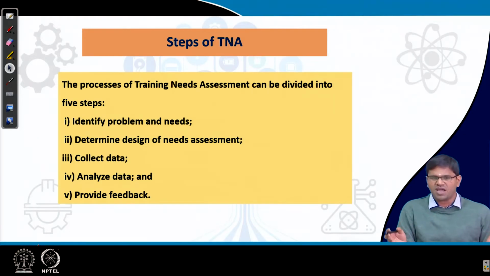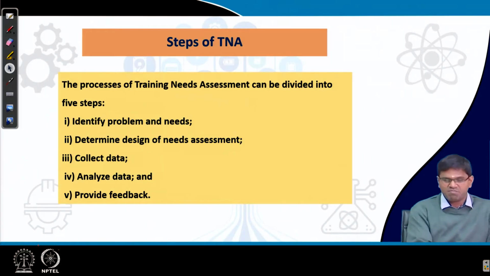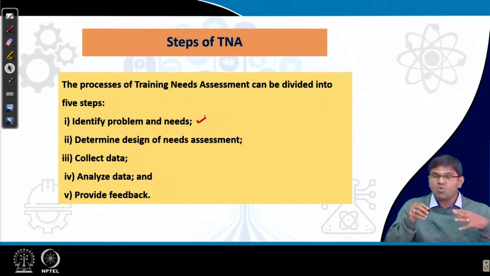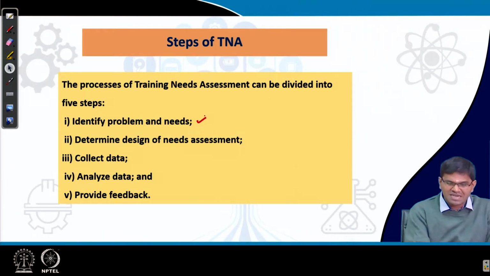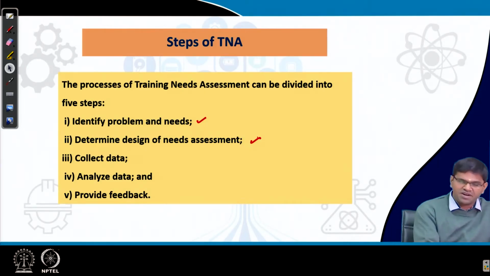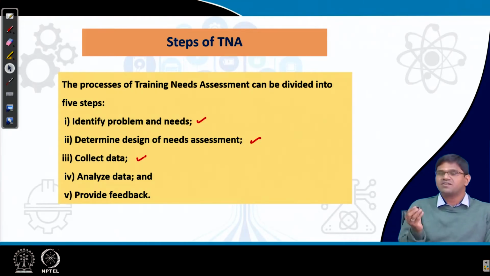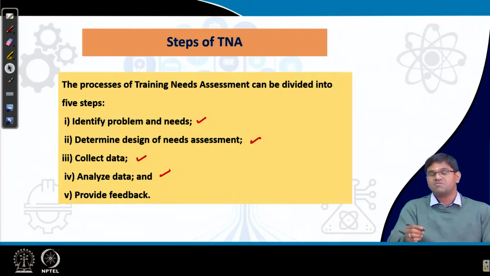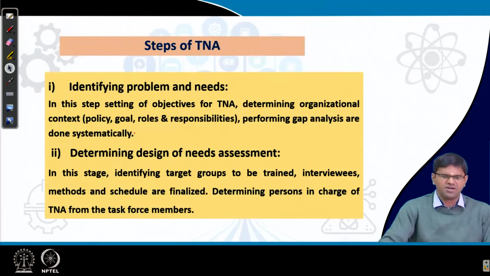So the training need assessment can be divided into 5 steps. The first step is identify problem and needs. In this, we will set up the objective of training need assessment, and we will also try to understand and identify the performance deficiency, what is the problem existing in organizations, and we will also determine the design of conducting the need assessment. So how do we conduct this need assessment and collect data for arriving at the need for an organization's training, and also we will have to analyze the data, then provide feedback on assessing the training need assessment. Let us look at them individually.